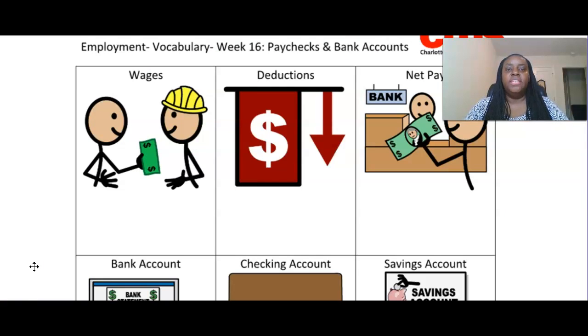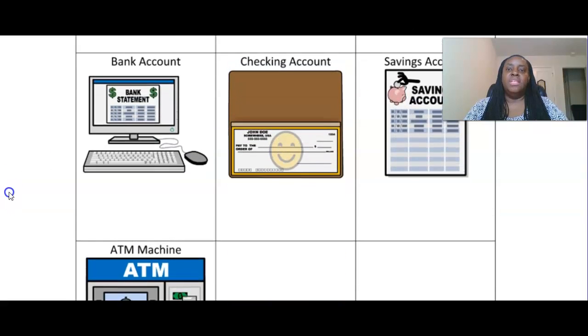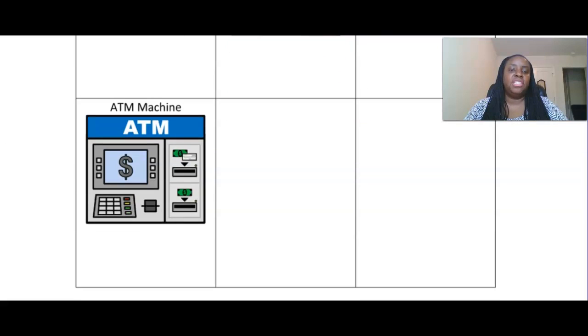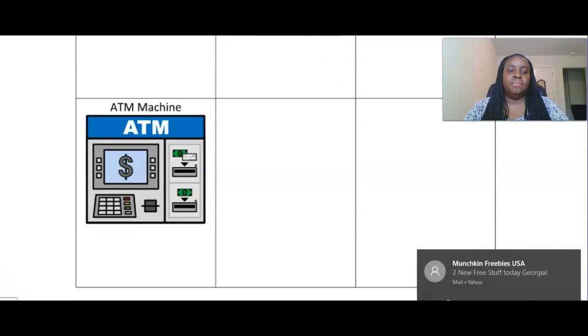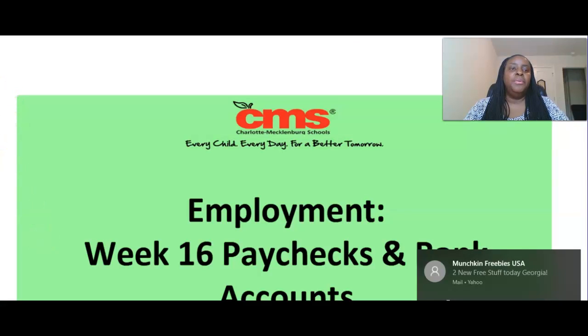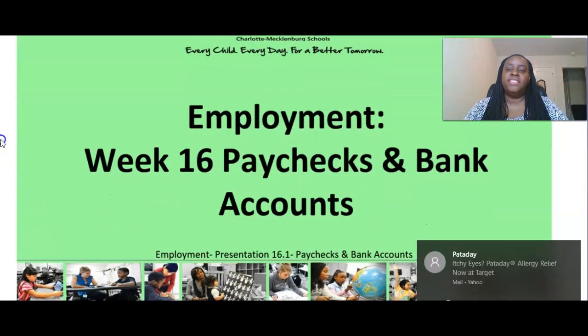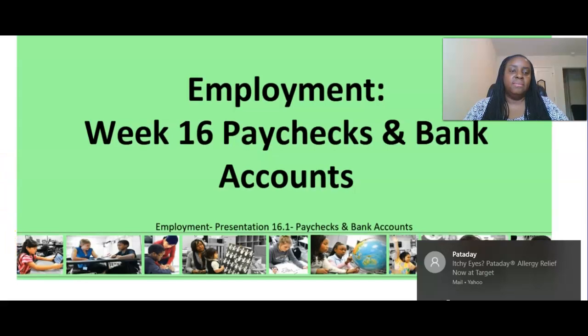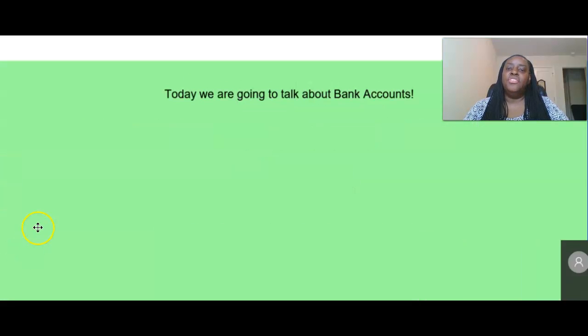Vocabulary words. These are our vocabulary words: wages, deductions, net pay, bank account, checking account, savings account, and ATM machine. Employment, week 16, paychecks and bank accounts. Today we're going to talk about bank accounts, okay?